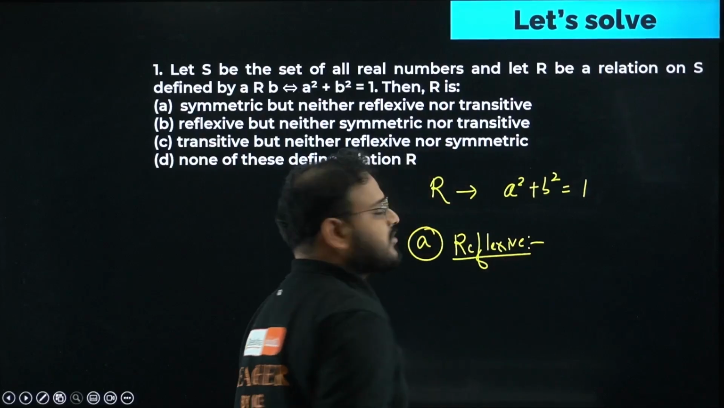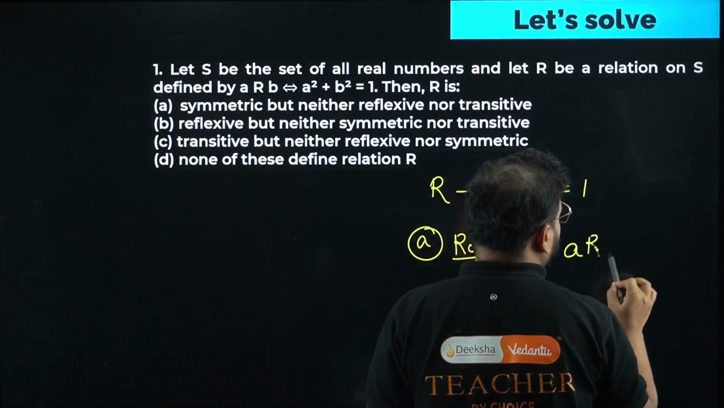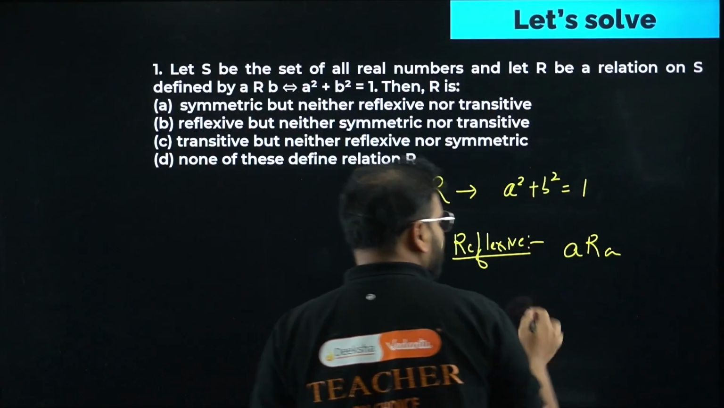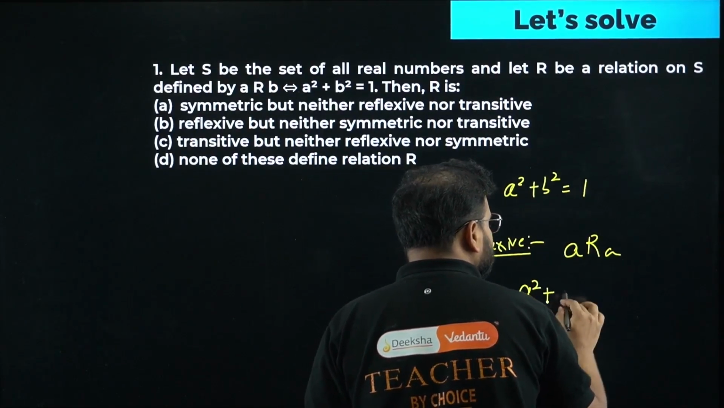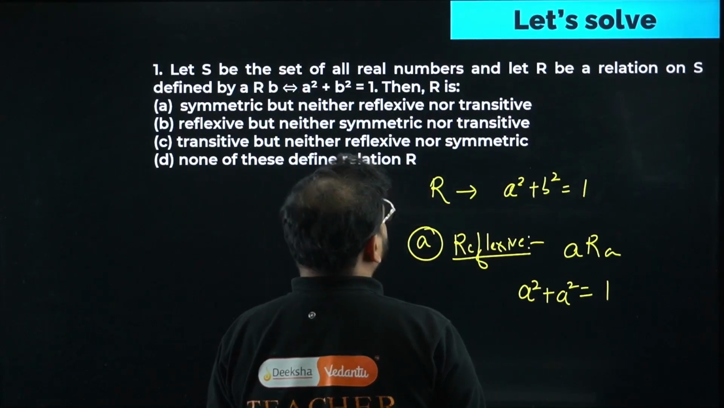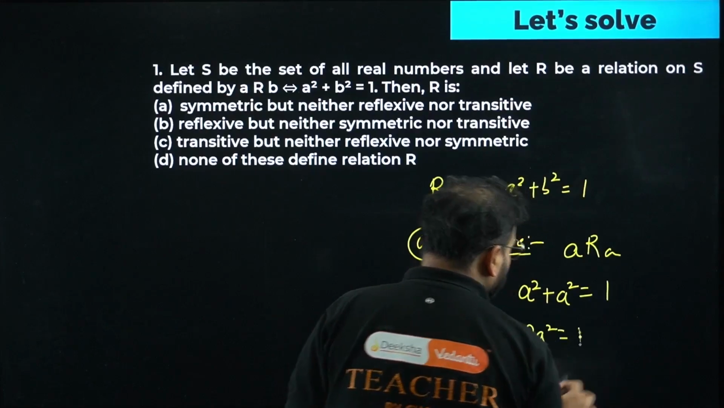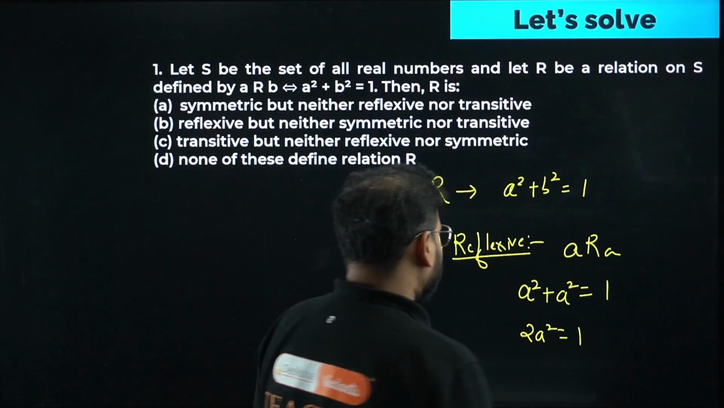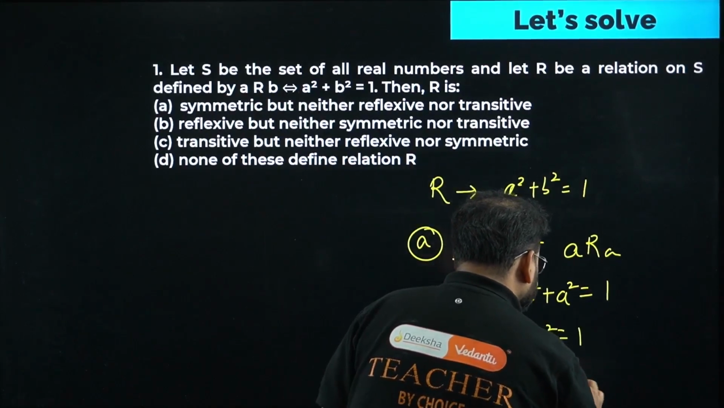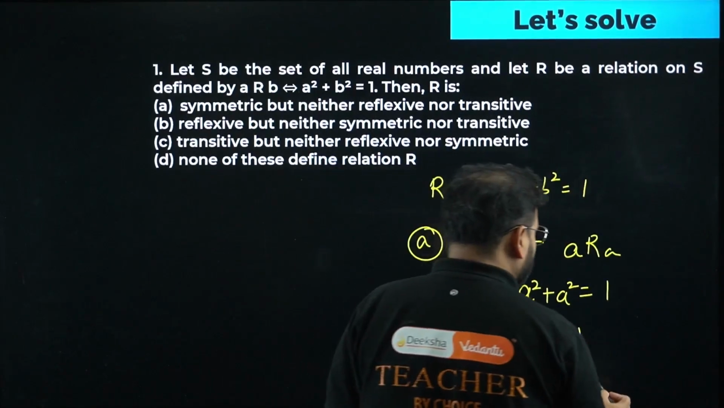Have a look, reflexive relation. For this, what is the ordered pair? We have A or A, right? The ordered pair will become (A, A). Use B as also A. You'll have over here A square plus A square becomes 1. So from here I'm getting 2A square is 1. So A square is 1 by 2, which gives me two values over here.